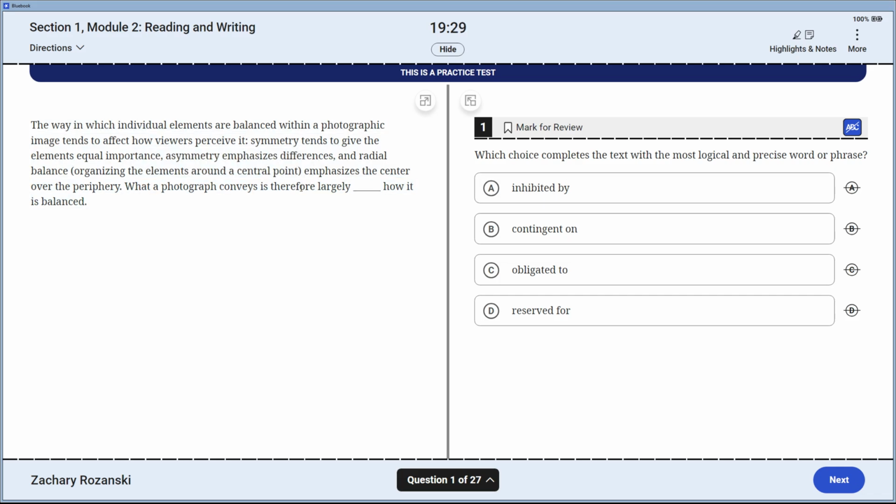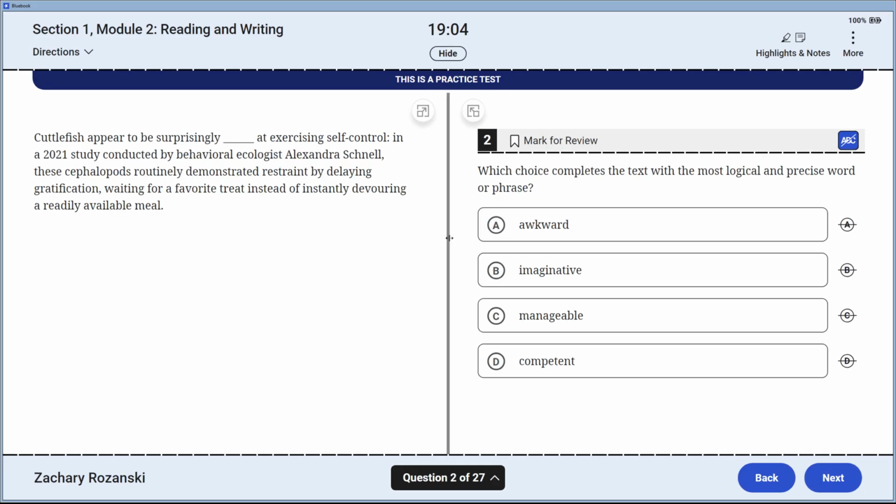Therefore, largely emphasizes the center over the periphery. Whoa, we've got tons. Colon up here. I bounced back one, found the colon at the very start of the sentence, then the way in which our balance affects. So the balance affects how they perceive it. What a program is largely affected by, contingent on is going to be my answer. Pick it and move on to the next one.